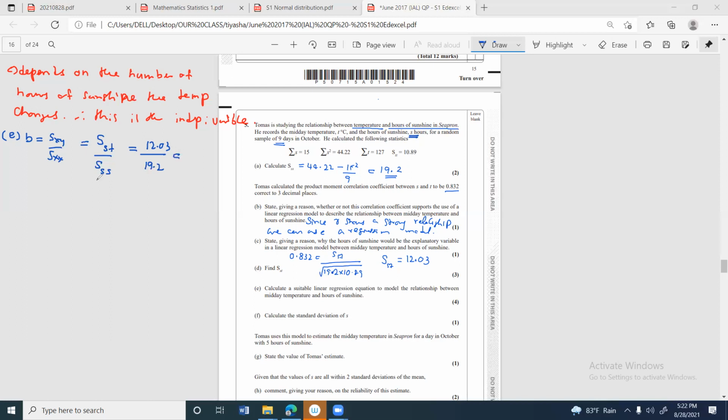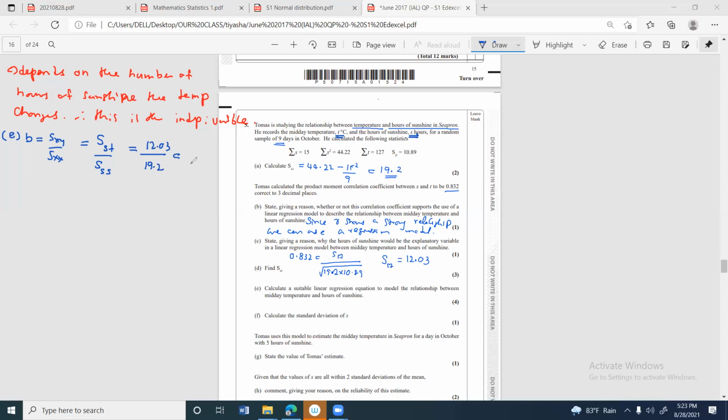So we have to identify this variable; it is quite important. Remember, here the X variable is S and the Y variable is T, because only the temperature changes depending on the number of hours of sunshine. Therefore, this is the X variable, the independent variable, and this is the Y variable over here. So we will get this answer.